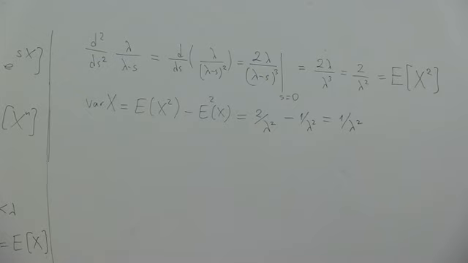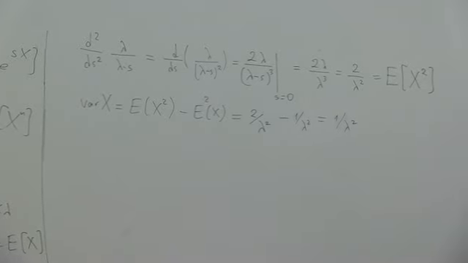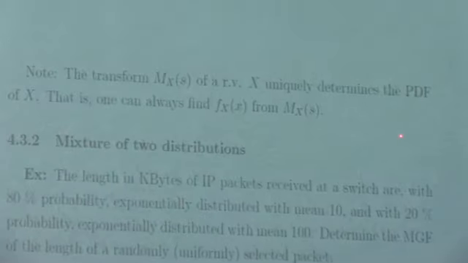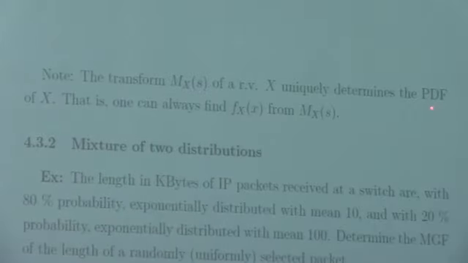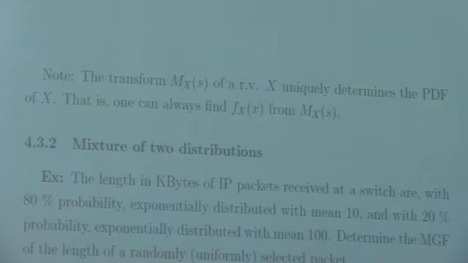As I said, let me repeat. The transform of a random variable x uniquely determines the distribution. And when there is a PDF, it determines the PDF. One can always find, potentially, the PDF or the PMF from Mx(s).